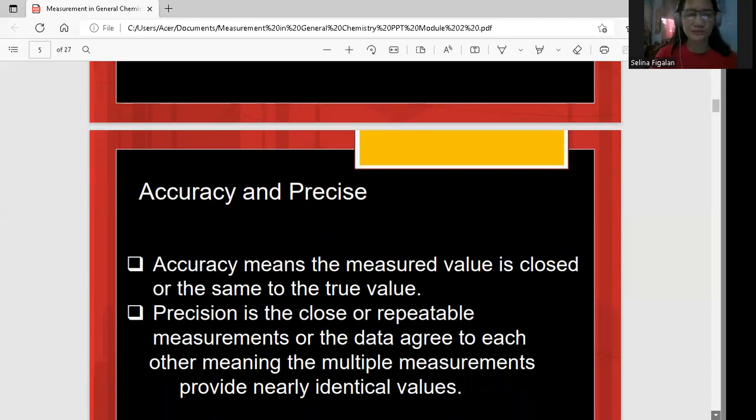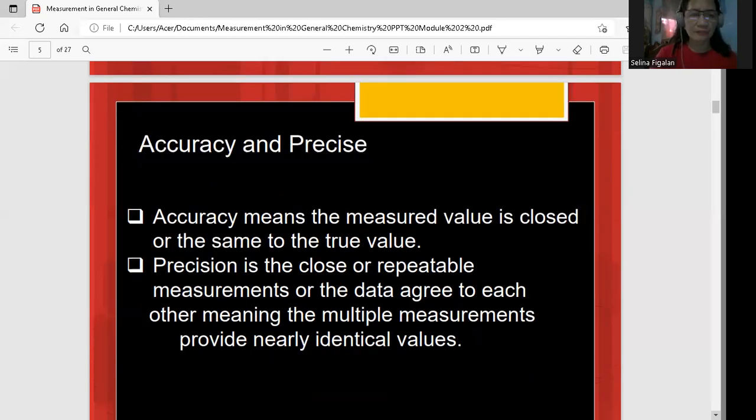So precision is a close or repeatable measurement, so the data agree with each other, meaning the multiple measurements provide nearly identical values. Earlier we discussed precision. When you say precision, you do not use only one measurement, but multiple measurements. Based on your scientific method in module 1, you used different measurements of sugar: 50 grams, 75, 100, 250. So it is under precision. But when you say accuracy, it is closer to or the same as the true value.